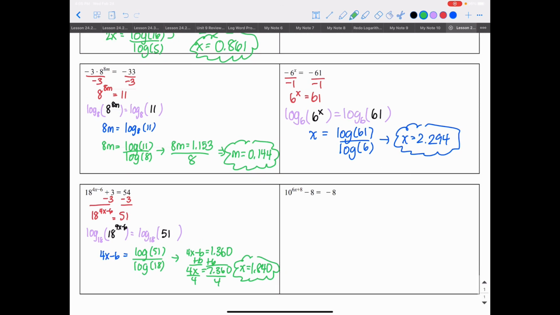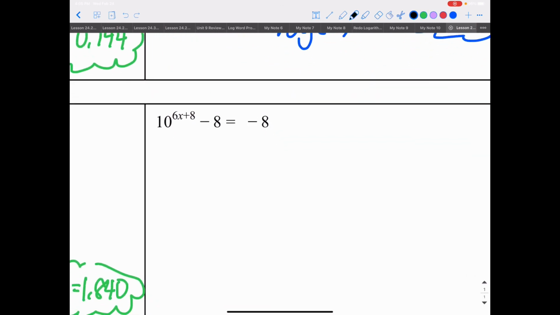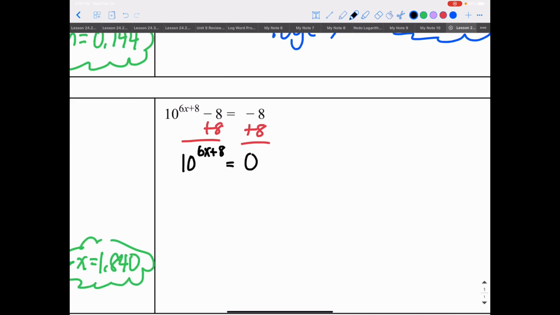And I want you to pause this video and try this one on your own. All right, what you should have done is get rid of the minus 8 on the left-hand side, so that you just get the base raised to an exponent by itself. You're going to add 8 on both sides. You're going to get 10 to the 6x plus 8 power is equal to 0. You're going to take log of both sides because this log is base 10. You can write log base 10 if that's helpful for you, or just the common log of both sides.